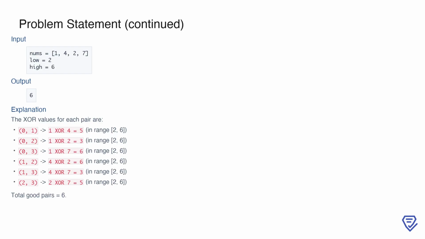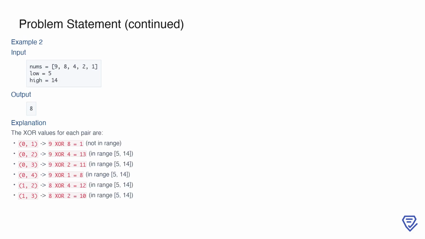Continuing this process, we find that the pairs (1, 2), (1, 3), and (2, 3) also satisfy the criteria. Summing them up, we get a total of 6 good pairs for this input. This example highlights the importance of efficiently iterating over the array and evaluating the XOR values for all valid index combinations. Now, consider another example where nums = [9, 8, 4, 2, 1], low = 5, and high = 14.